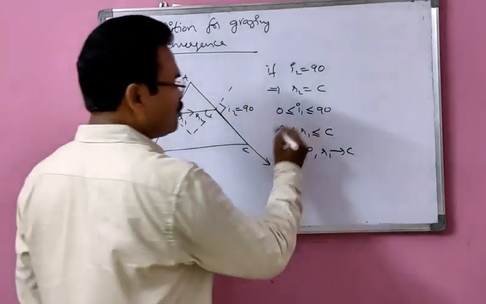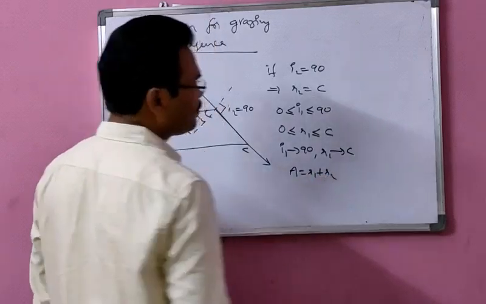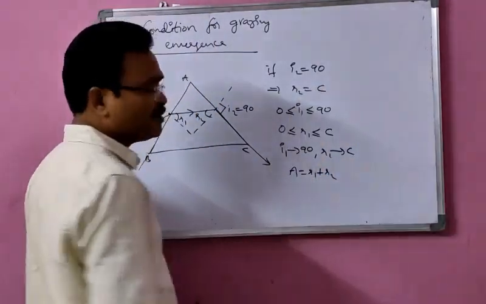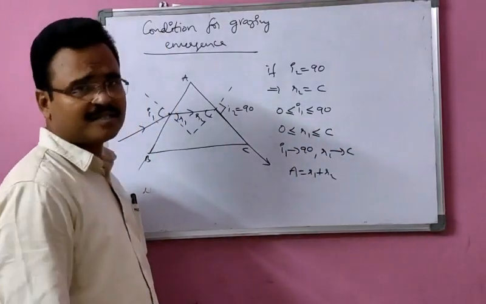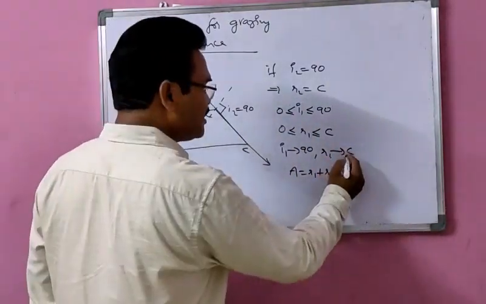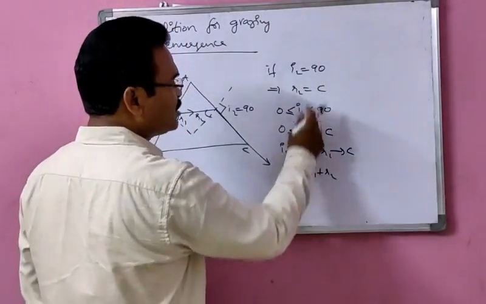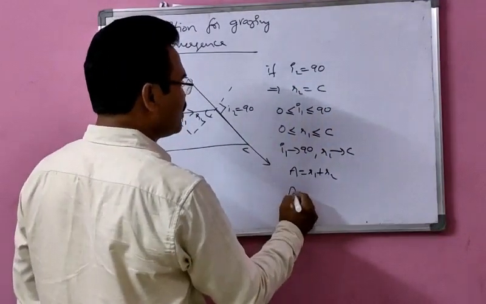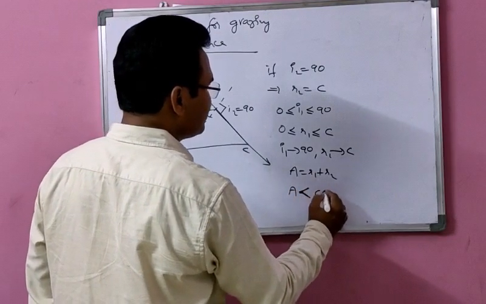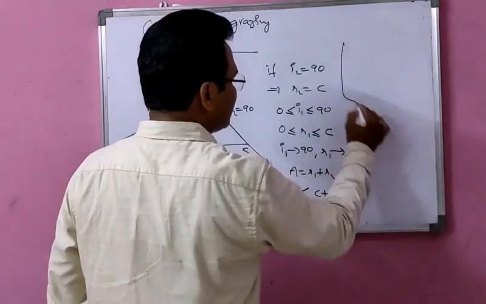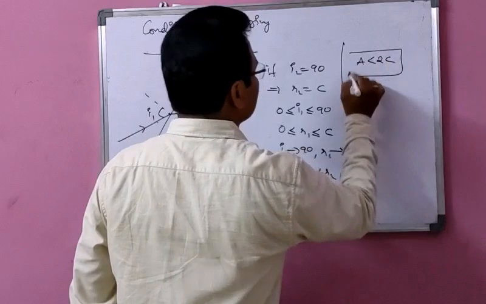C. You know the relation, A equal to R1 plus R2. R2 we already got as C, and R1 is less than C, not greater than C. So R1 is less than C, R2 is equal to C. So what happens here? If you add these two inequalities, what are you going to get here? Less than C plus C. That means the condition becomes A less than 2C.